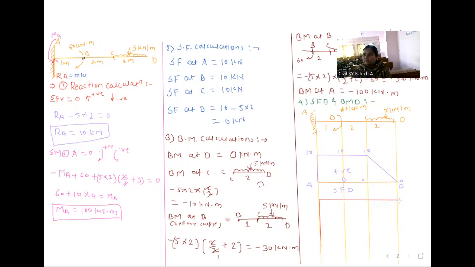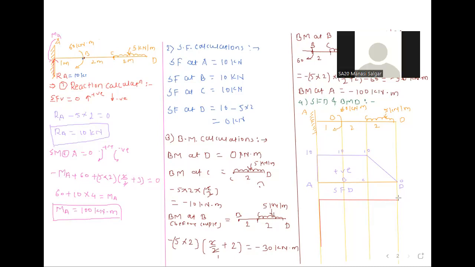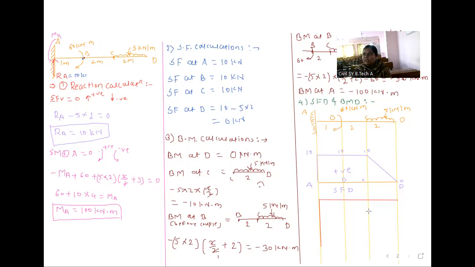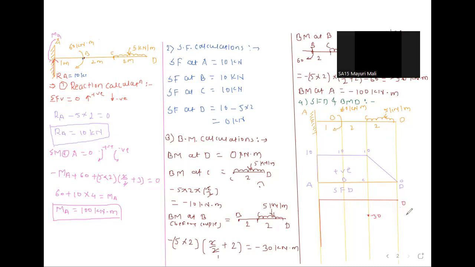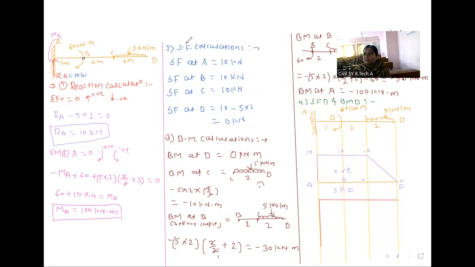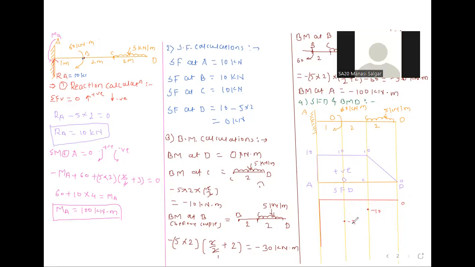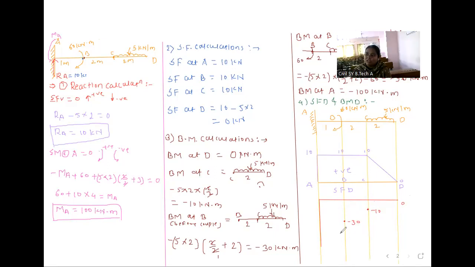Okay, we will start from D. At D, bending moment is 0. At C, bending moment is minus 10. You observe here a uniformly distributed load. First we will mark points and then we will join. So here minus 10, here 0. After that, bending moment at B before couple has a value of minus 30. So here minus 30. After that, bending moment at B after couple.